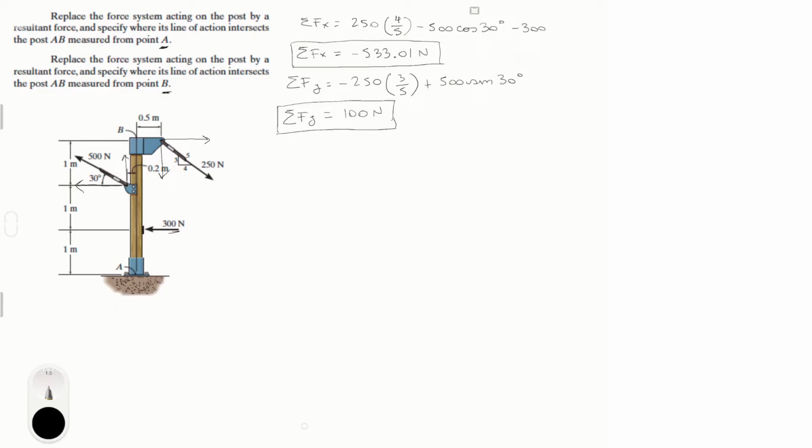Now that we have the sum of the forces, we can get the magnitude. Calculate it by doing the square root of 533 squared plus 100 squared, which is equal to 542.3 newtons.